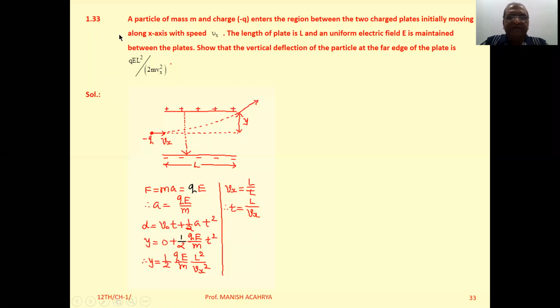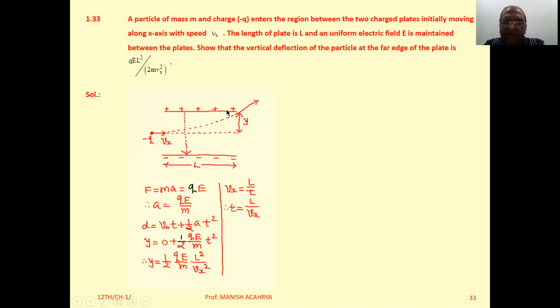Now 1.33. A particle of mass m and charge minus q enters the region between the two charged plates initially, moving along x-axis with speed vx. The length of the plate is L and a uniform electric field E is maintained between the plates, so that the vertical deflection of the particle at the far edge of the plate is qEL square upon 2m vx square. Now see the figure.